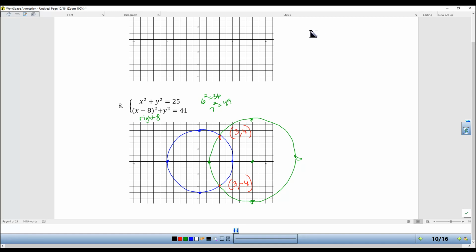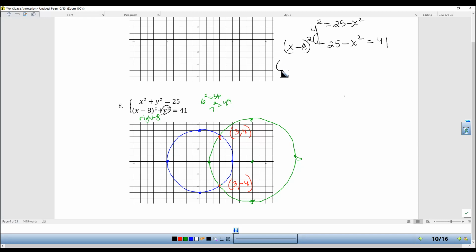Instead of getting y by itself, I'm going to get y squared by itself. Y squared is 25 minus x squared. And I'm going to put that in right here. (x minus 8) squared plus 25 minus x squared is equal to 41.